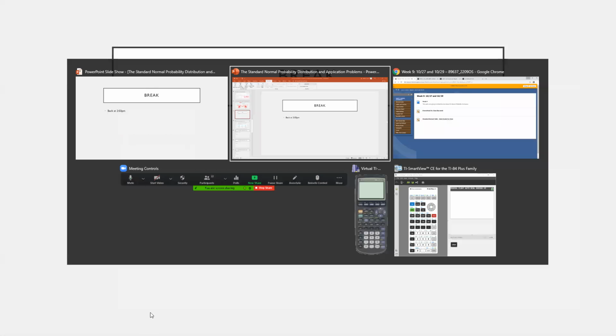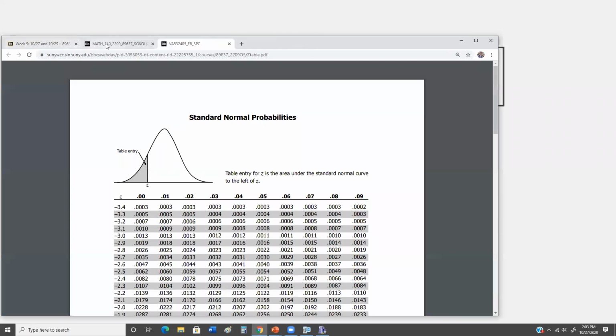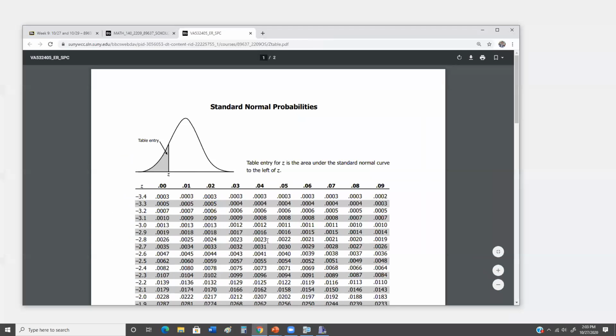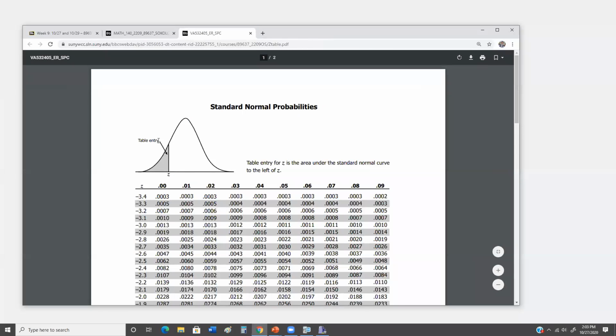All right, everybody, let's get back to it. You're going to want to have this table ready for the second half of the class, okay? We're going to use it to answer a bunch of these application problems, and then after class, you will be able to do the homework by hand.